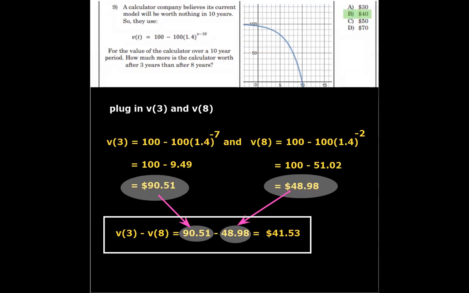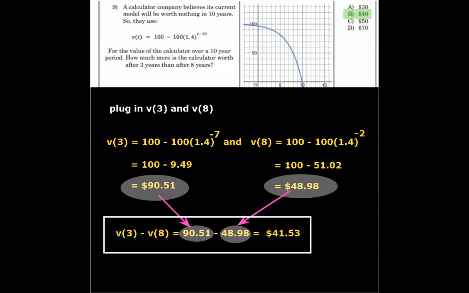Interesting. So plugging in for 3 years and 8 years, we have for v of 3, it will be 100 minus 100 times 1.4 to the negative 7, which works out to be $90.51. That same calculator bought at the store for $100 after 8 years will be 100 minus 100 times 1.4 to the negative 2. So it'll be worth $48.98.